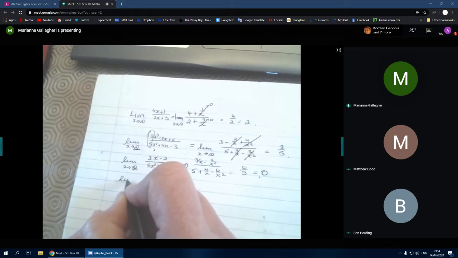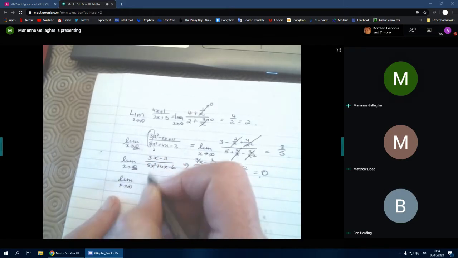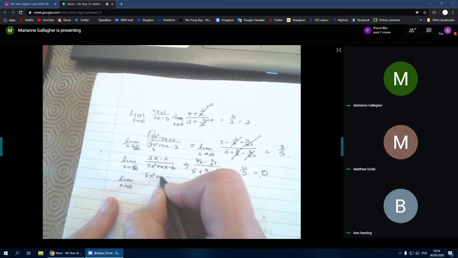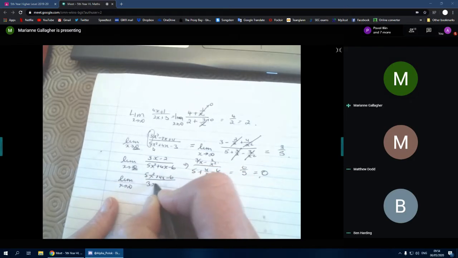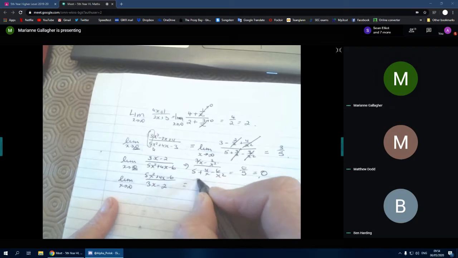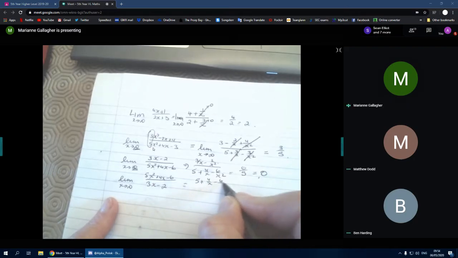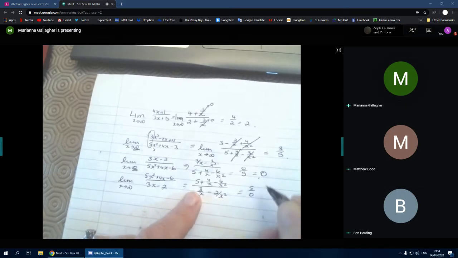If the power on the top is bigger, so if I just swap those two, 5x squared plus 4x minus 6 over 3x minus 2, then I'd be doing 5 plus 4 over x minus 6 over x squared, over 3 over x minus 2 over x squared, and then I'd have 5 over 0. That means there's no limit.